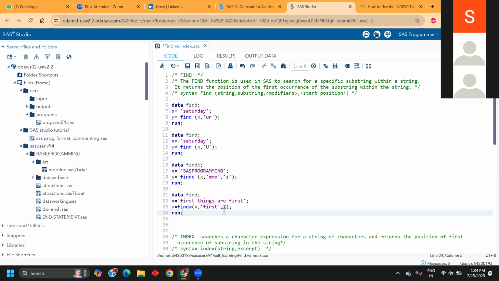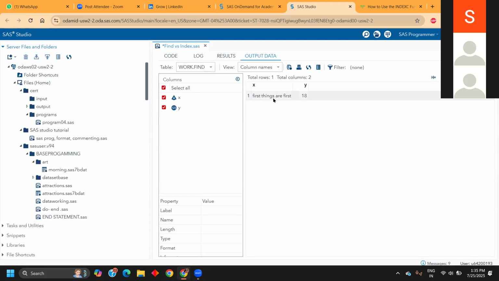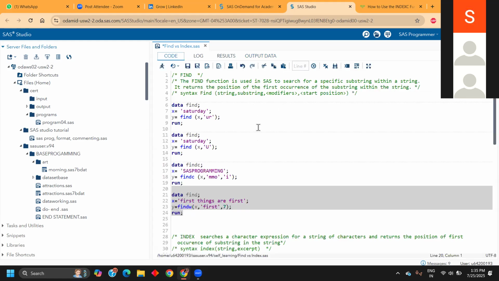And then here I'm giving 'first things are first'. There are two 'first' repeated two times. But if I want the position of the second 'first', then I can give the start position. That means I'm telling SAS to start at the 7th position. Just press F3, ma'am. So the position is 18th for the second F. This is the use of start position.